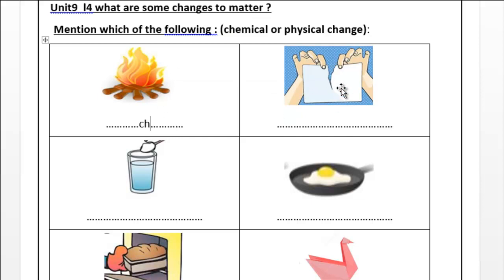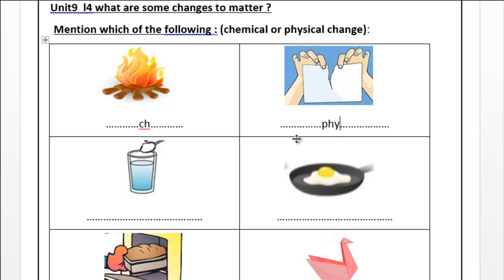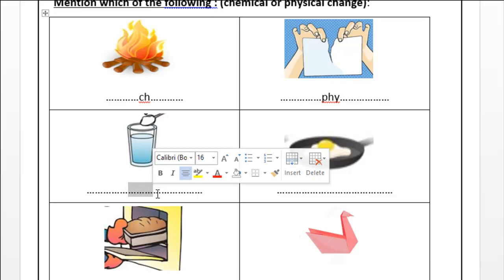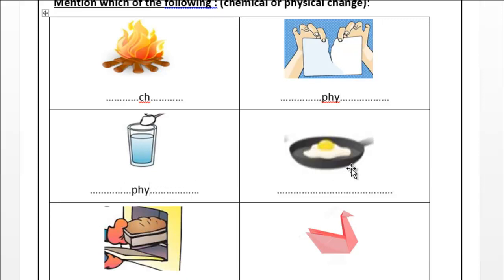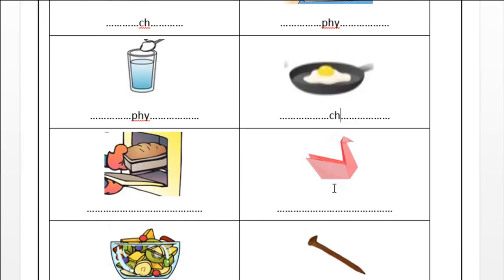Okay, here the boy is tearing or cutting the paper. Yes, so this will be physical change. This is water and sugar or salt put in the water. This is called a solution. The solution is physical change. This is a fried egg. The cooking is chemical change.